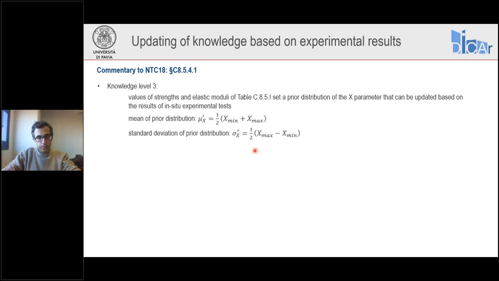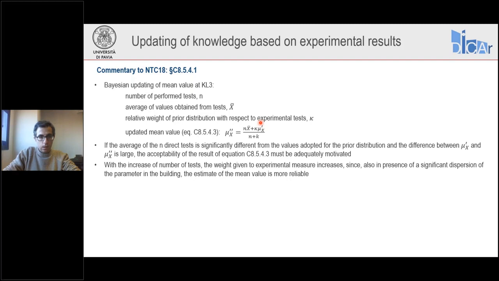How to perform this update? First, you have to define a prior distribution, which is a probabilistic distribution defined by the mean and the standard deviation. Both these 2 parameters are functions of x min and x max, which are the extreme values of the interval of variation of the table. You are then required to apply these quite simple formulas to obtain the updated value of the mean. This formula is a function, of course, of the mean of the initial distribution, of the number n of tests that you performed. It is a function of the average value coming from the tests, and it is also a function of this k parameter, which represents the weight of the prior distribution, so of the information coming from the table, with respect to the experimental tests.